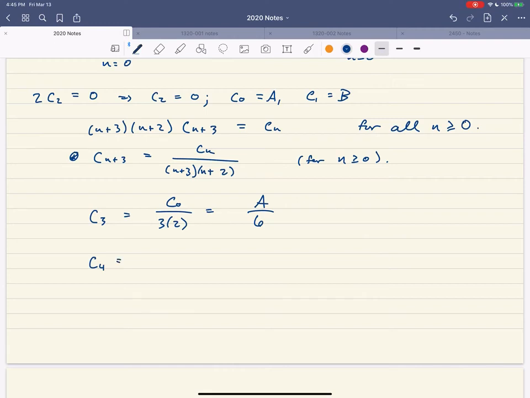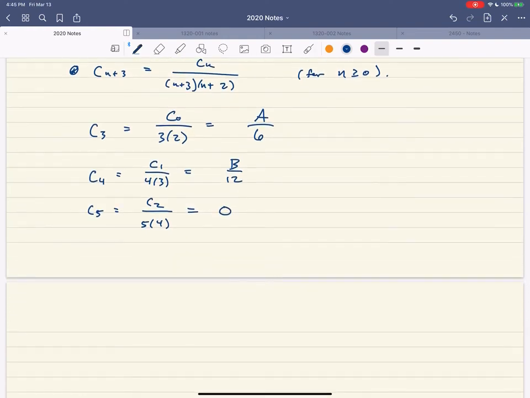c4 is what we're going to get when we plug in n equals 1. So it's going to be c1 over 4 times 3. c1 we said was B, so that's B over 12. c5 is going to be c2 over 5 times 4, and that's 0, because c2 is 0. And then a few more values. c6 is going to be c3 over 6 times 5, and c3 we said was A over 6. So this is A over 6 times 1 over 30, so that's A over 180.